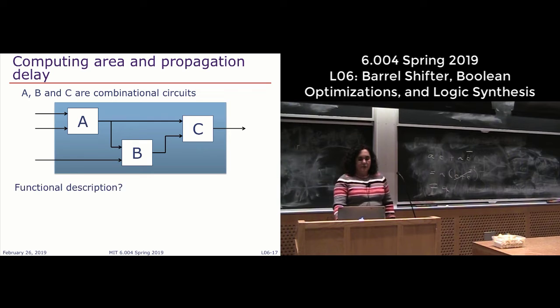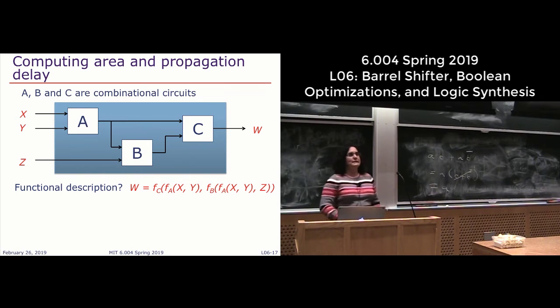So if you know what the functionality of A, B, and C is, you could come up with a functional description for this larger combinational circuit, which would look something like this. While this looks a little complex, all it's really saying is that in order to produce this output W, I'm going to execute the functionality of module C on 2 inputs, where the first input is the output of module A with X and Y as inputs, and the second input is the output of module B with the output of A and the input Z. Okay? So that's pretty self-explanatory.